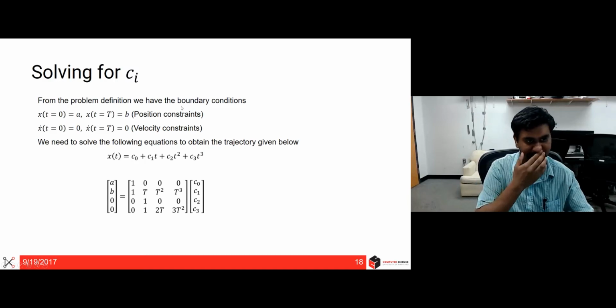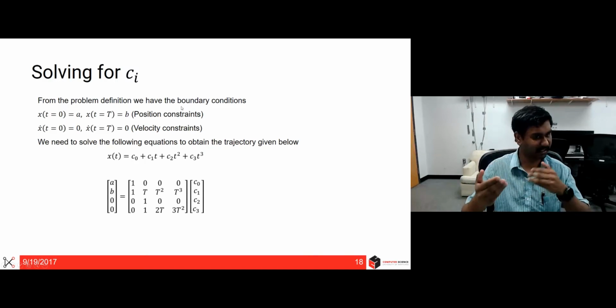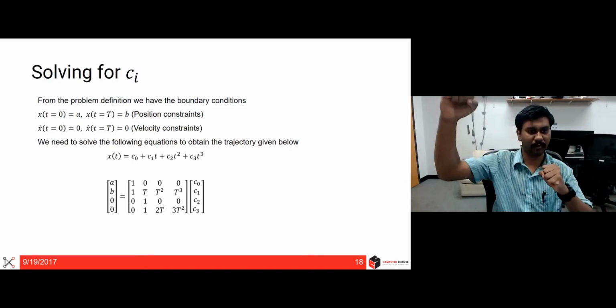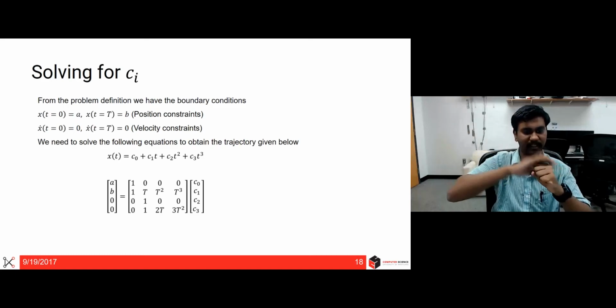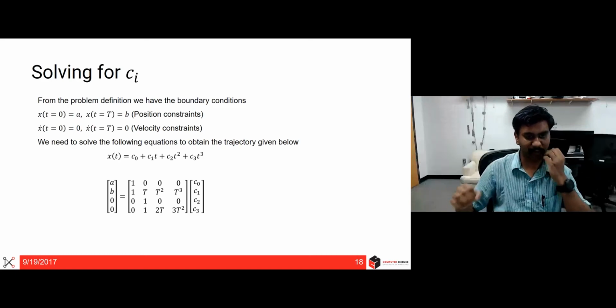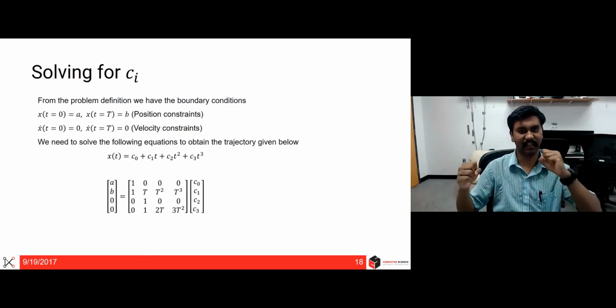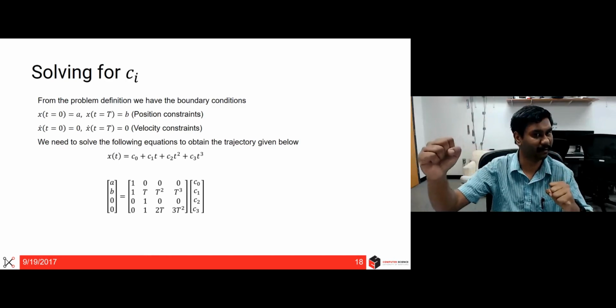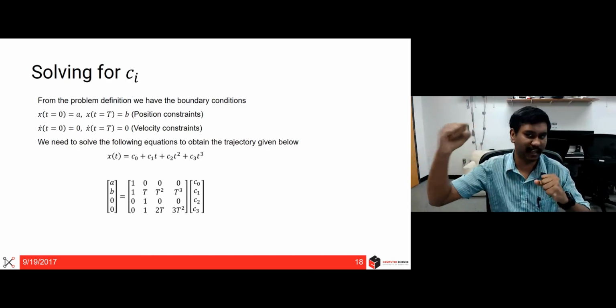We defined the problem such that we had position constraints: we start at this point a and go up to this point b. We also defined velocity constraints so that it starts with 0 velocity and ends with 0 velocity. We want to start from rest and end at rest.